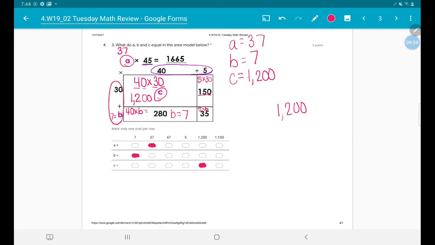1,200 from section C, plus 150, plus 280, plus 35. If I add all my ones, that would be 5. If I add the tens, 5 plus 8 plus 3. 8 and 3 make 11. 11 plus 5 is 16. So I put my 6, regroup the 1 to the hundreds. 1 plus 2 is 3, plus 1 is 4, plus 2 more is 6. And if I add my thousands, I only have 1. 1,665. So we are correct.